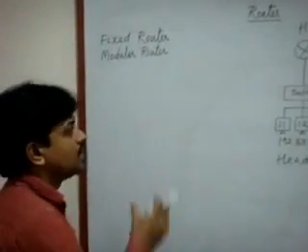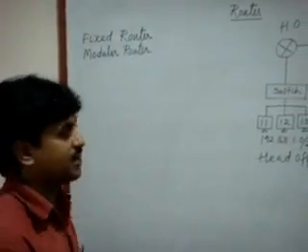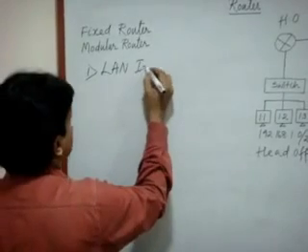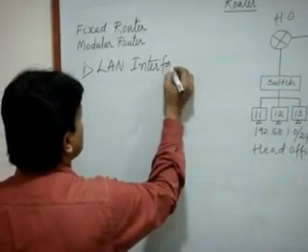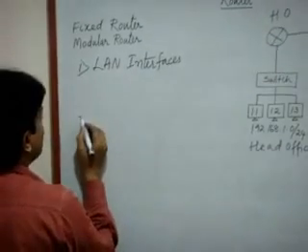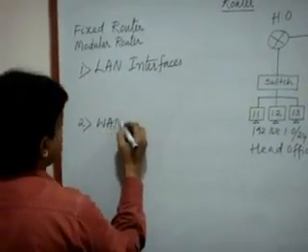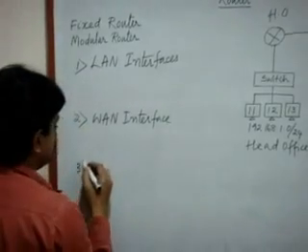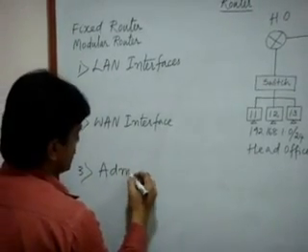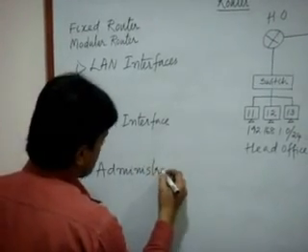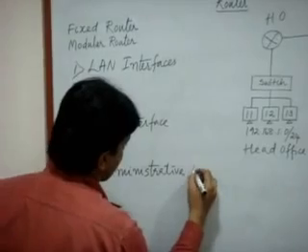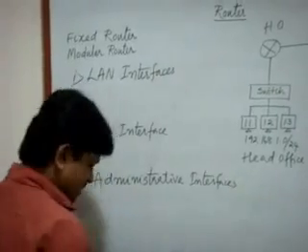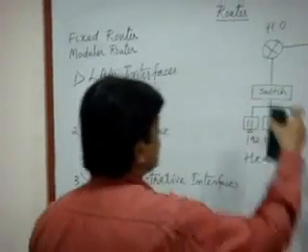In these routers, all the components are divided into three categories. First, LAN interfaces. Second, WAN interfaces. And third, administrative interfaces. Now we'll see the LAN interfaces first. What LAN interfaces are there in the router?